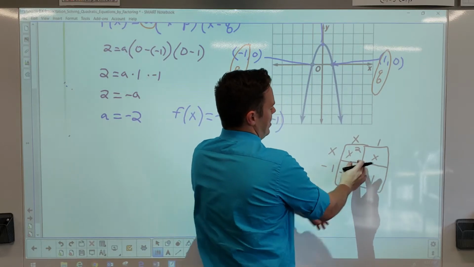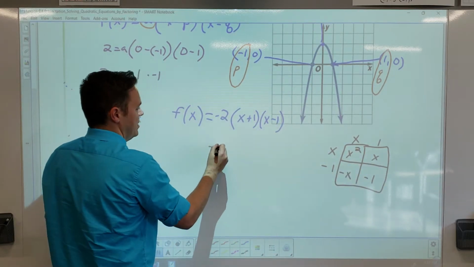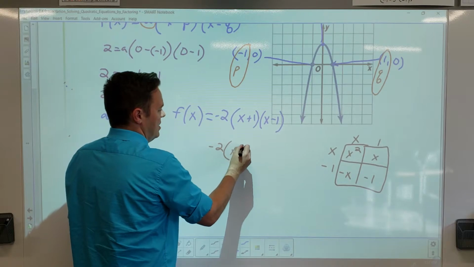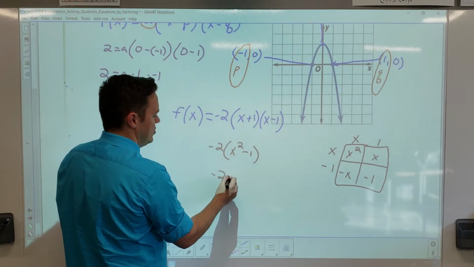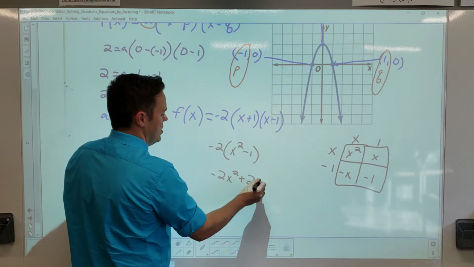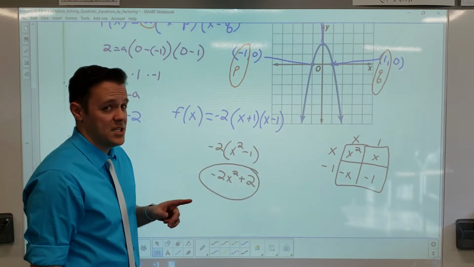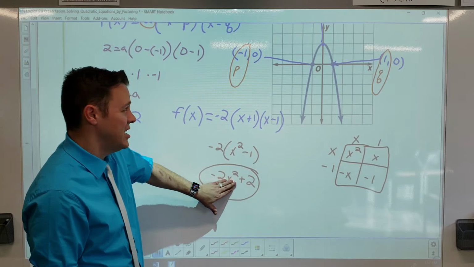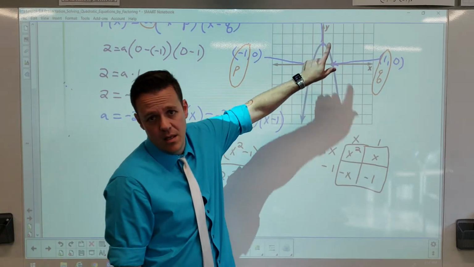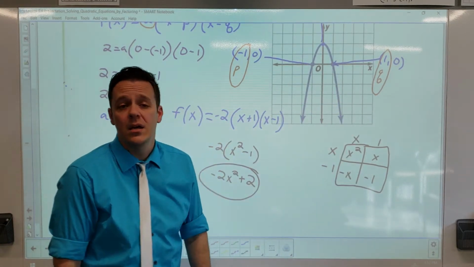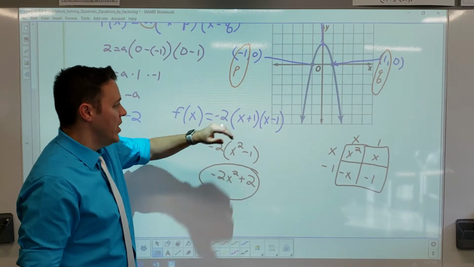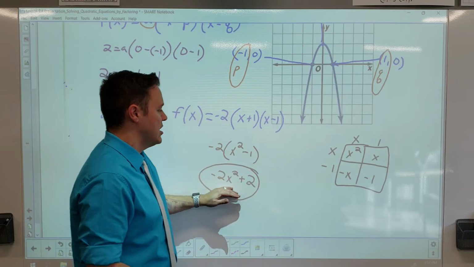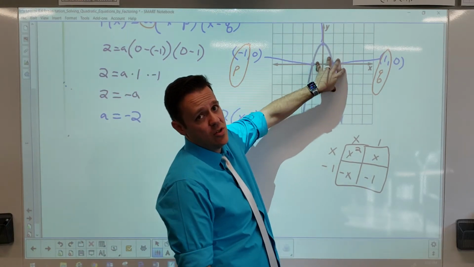So these would cancel out, so it'd just be x squared minus 1. So it'd be negative 2 on the outside, x squared minus 1, and if I distributed it, I'd get negative 2x squared plus 2. So if I go into Desmos and I put this equation in, guess what graph I should get? I should get a picture of this, okay? So that's the long story short. You can leave it like this, but if I multiply it out, it would actually come out to this, which is the exact picture you should see.